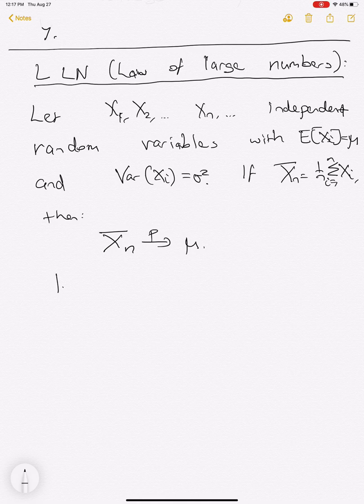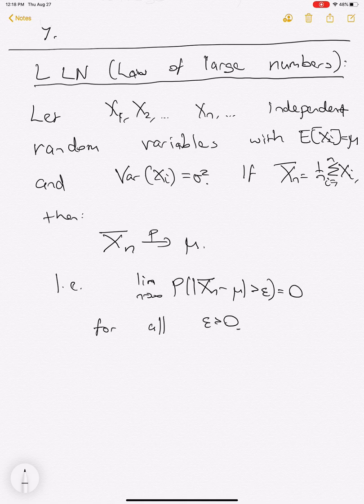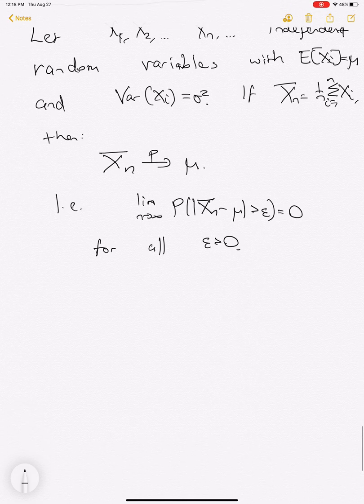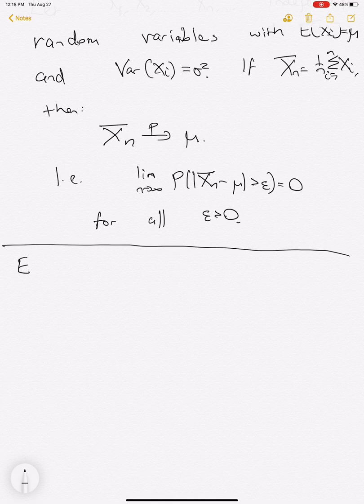So what that means is that if you look at the limit as n goes to infinity of the probability of |X̄_n − μ| bigger than epsilon, then that's going to go to 0. And so once again, I'm going to illustrate this with the example that we started with.